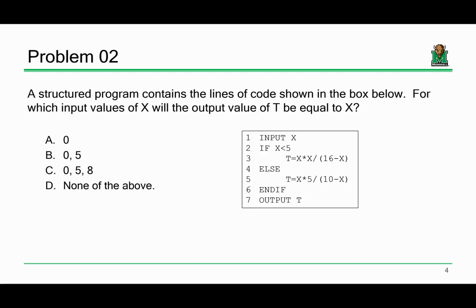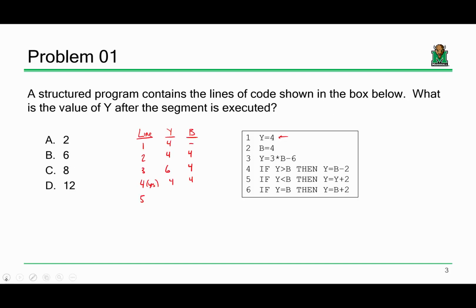Then we go to line 5. Apologies. If y is less than b, is y less than b? No, y equals b. So nothing happens. What about line 6? If y equals b, yes, then y equals b plus 2, y equals 6. And there you go.